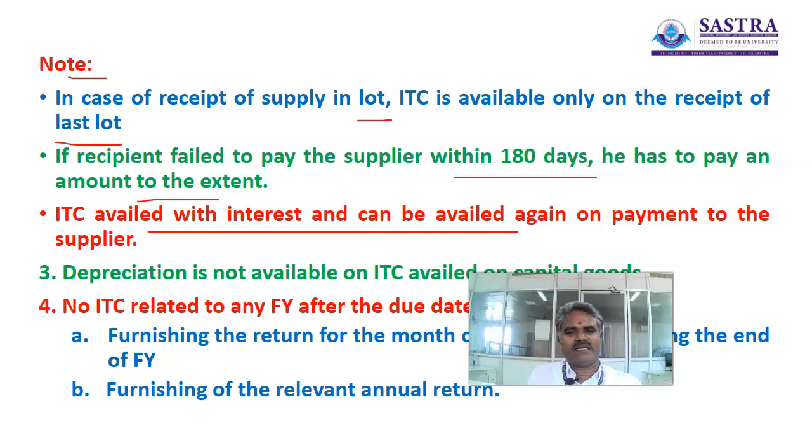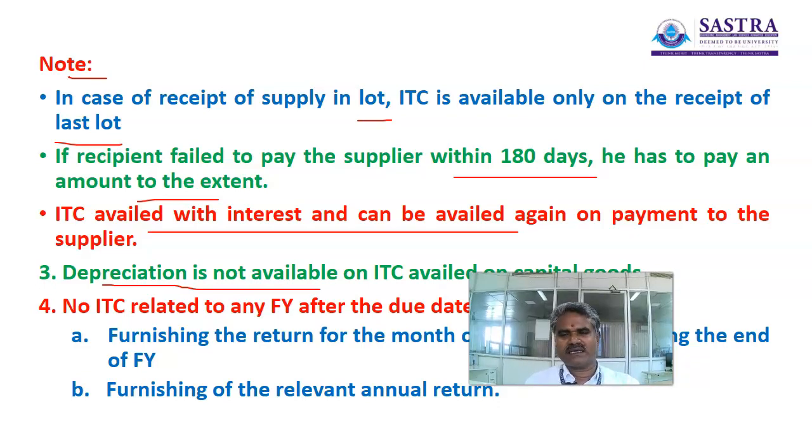Depreciation is not available on ITC availed on capital goods. When you buy depreciable assets, ITC is not eligible to claim for depreciable assets. You buy furniture, machinery, so in this case ITC is not available.